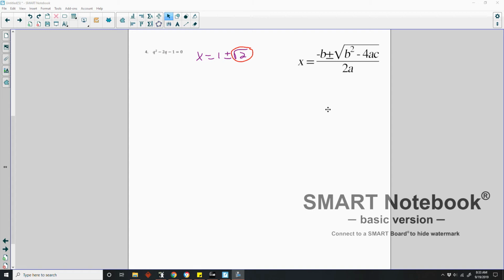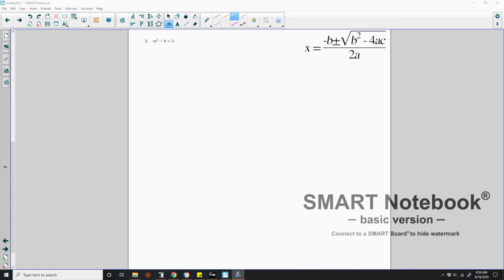I circled the radical. There's a reason for that. I'm going to recap at the end of the lesson. Let's move on to number 5.